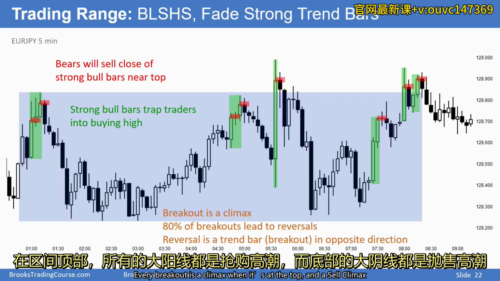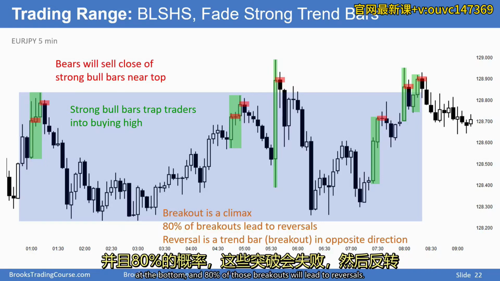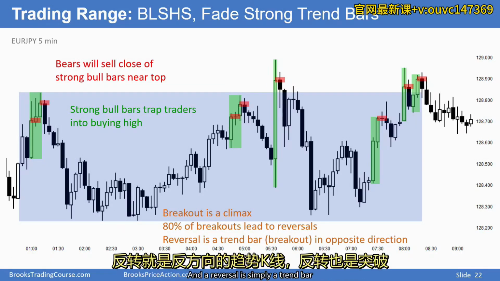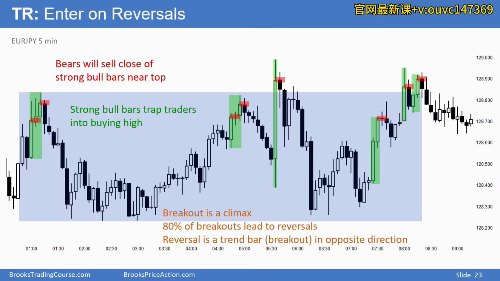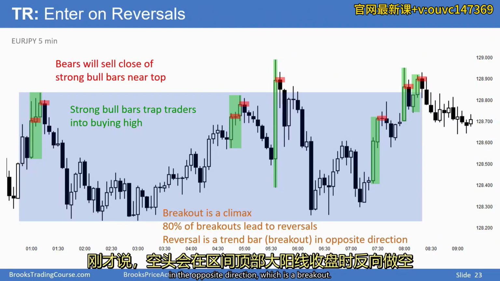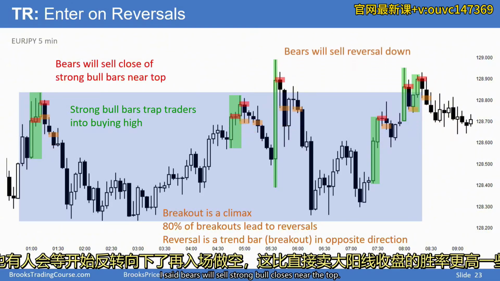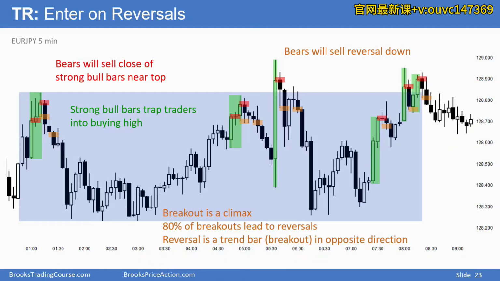Every breakout is a buy climax at the top, and a sell climax at the bottom. And 80% of those breakouts will lead to reversals. And a reversal is simply a trend bar in the opposite direction, which is a breakout. I said bears will sell strong bull closes near the top. They'll also sell reversals down, which is slightly higher probability than selling the bull closes.